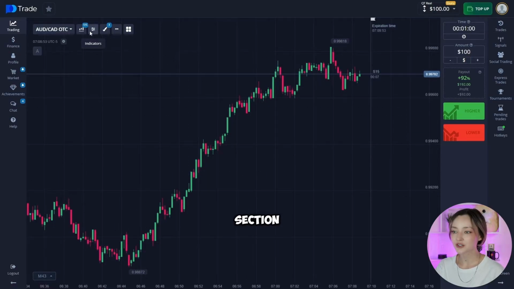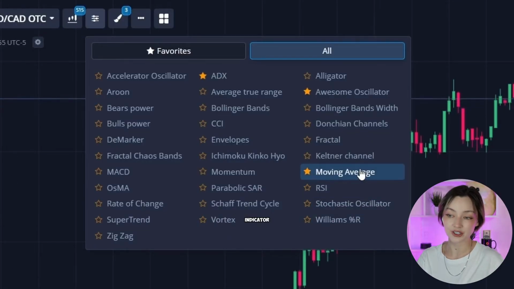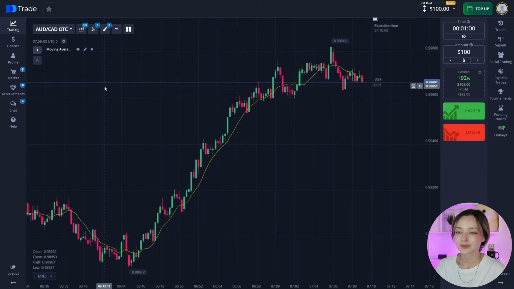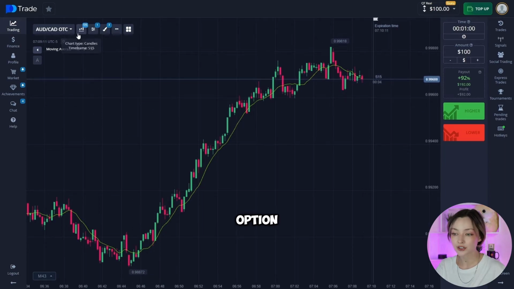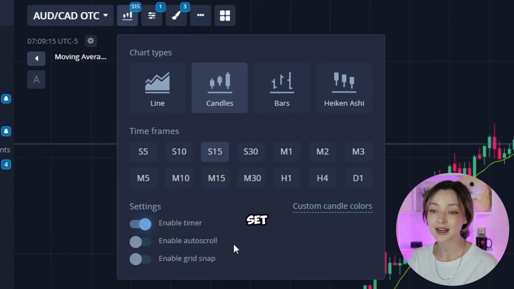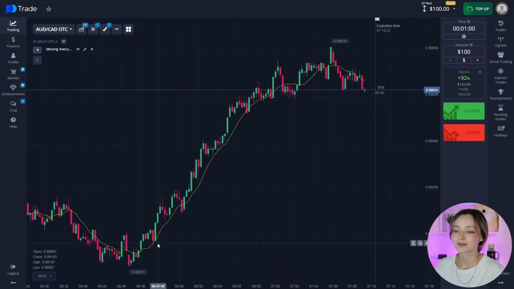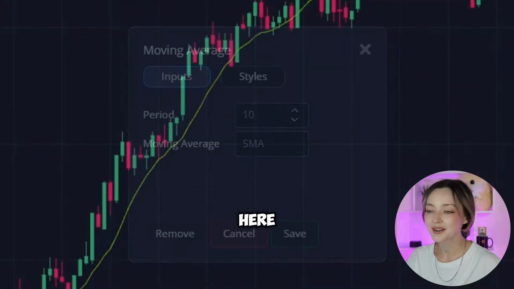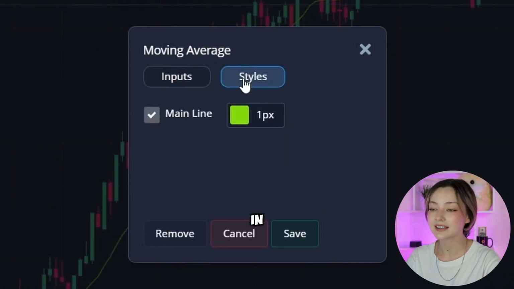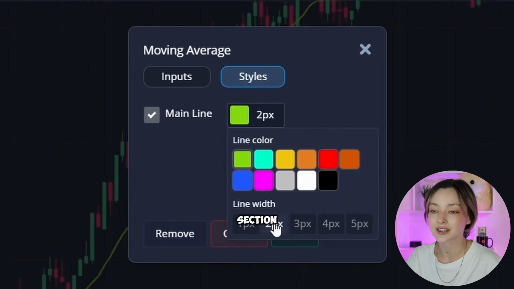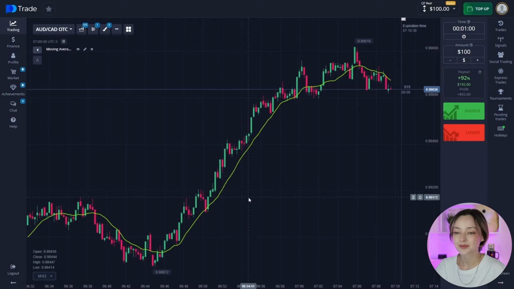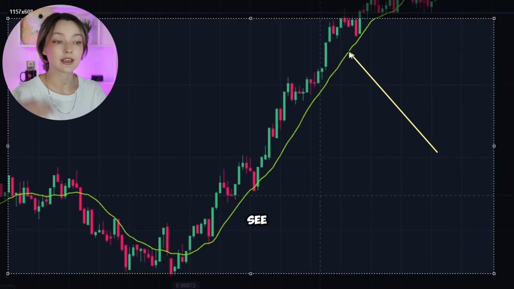We're opening this section right here and selecting the moving average indicator. Now let's pick the right time frame, choosing the 15-second option right here. Now it's time to set up the indicator properly. So we're clicking right here, selecting 13 for this option and adding an extra pixel to our indicator in the style section. Clicking on save.